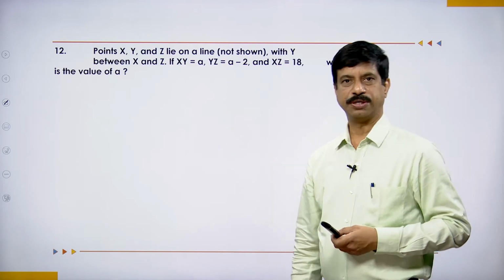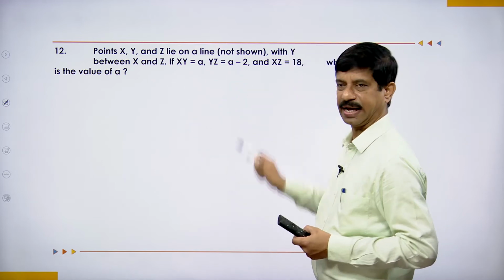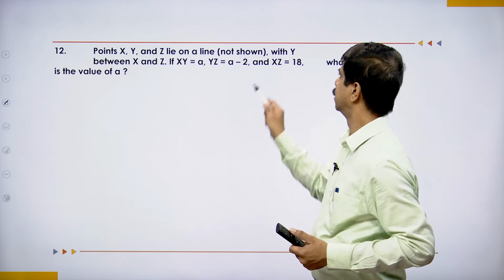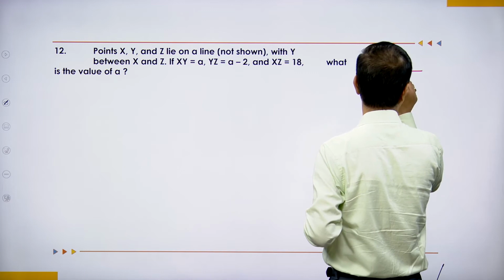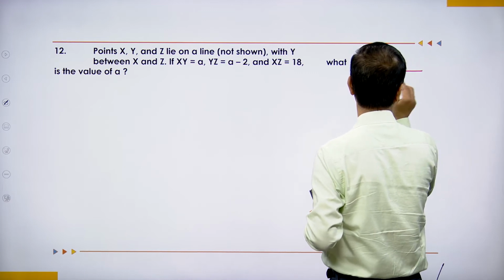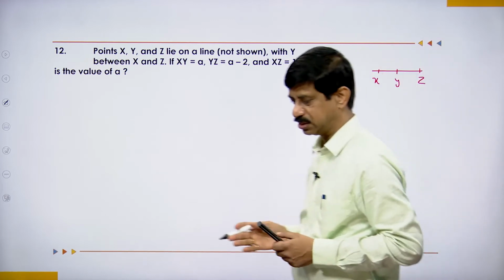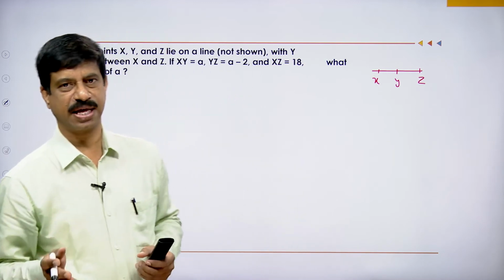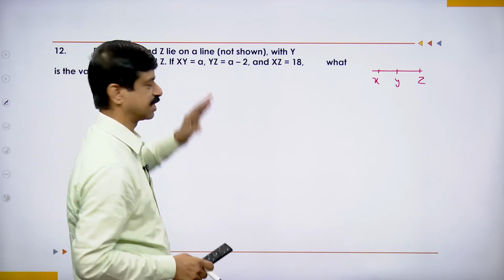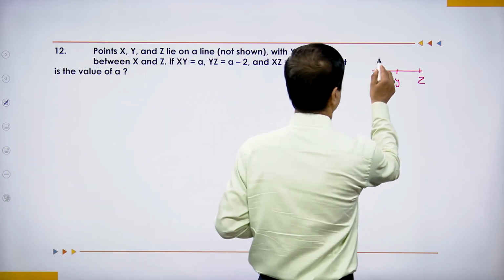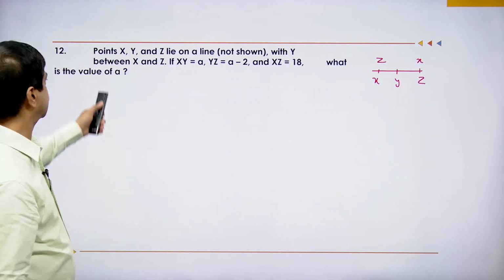Now you see, points x, y and z lie on a line not shown, with y between x and z. With y between x and z means it is like this: y is here, and x is maybe here, z may be here, or z and x may be interchanged. That means y is greater than x and lesser than z, or y is greater than z and lesser than x. So I don't know which way they are. He just said y is between x and z.